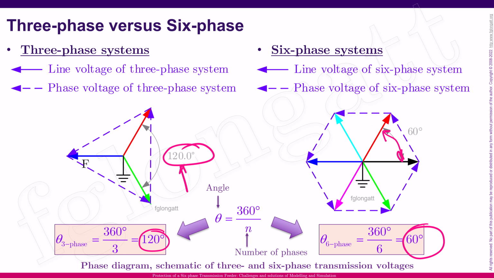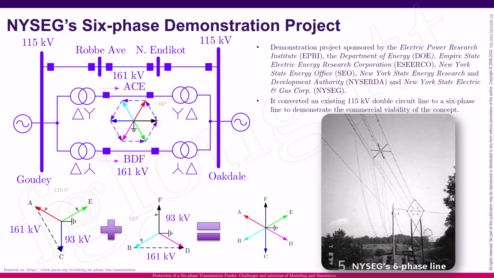To show you the real implementation of the six-phase system, we will talk about the demonstration that was sponsored by the Electric Power Research Institute, EPRI, the Department of Energy in the United States, and several local companies in New York. As you can see over there, there is an implementation of a six-phase system. And implementing a six-phase system at transmission level is extremely simple. What we need to do is basically use transformers, and those transformers create the 60-degree phase angle.